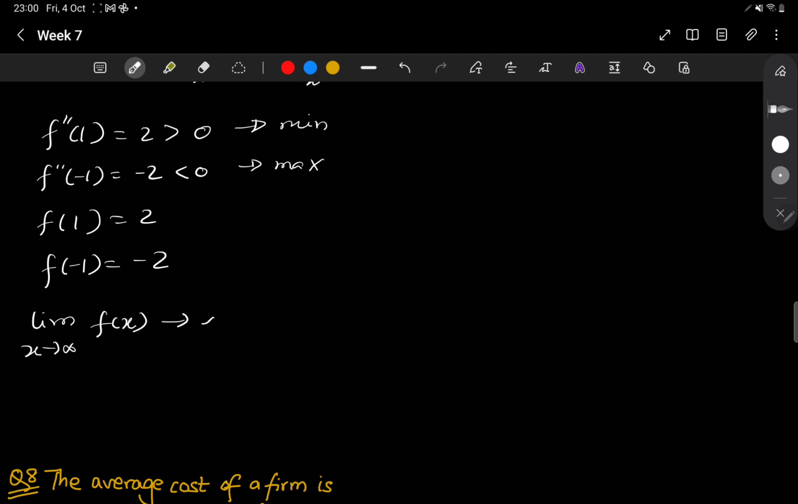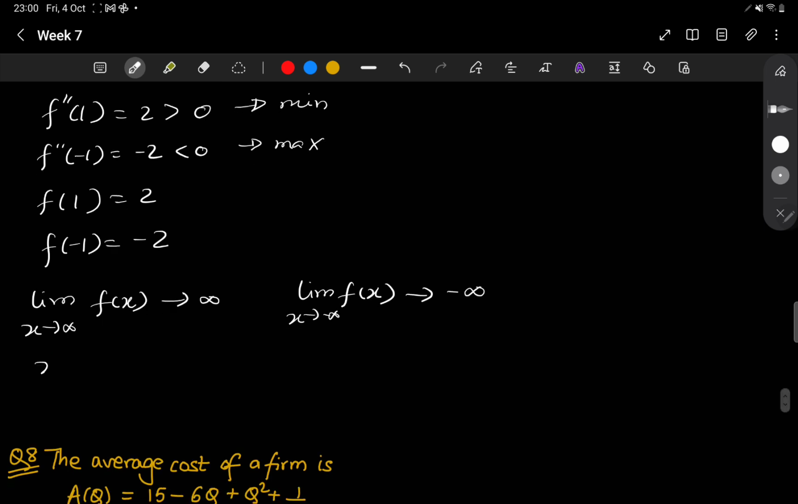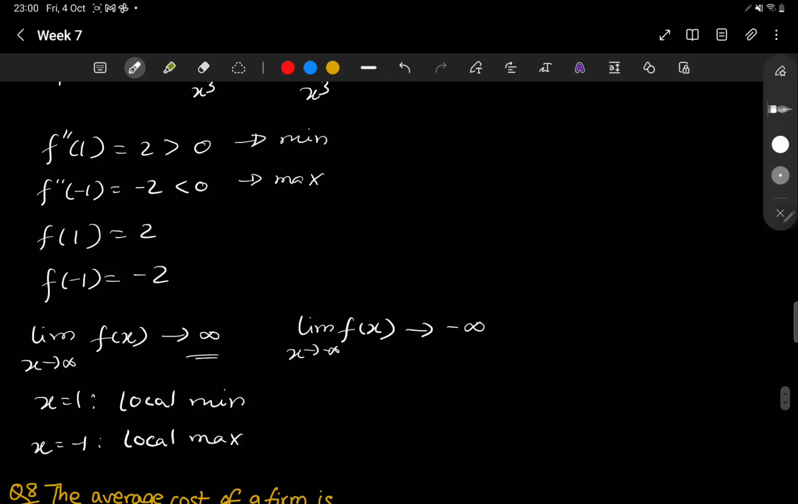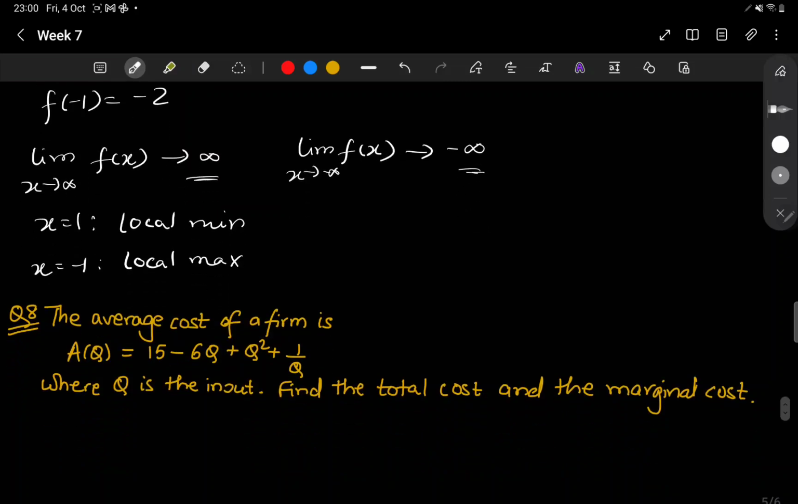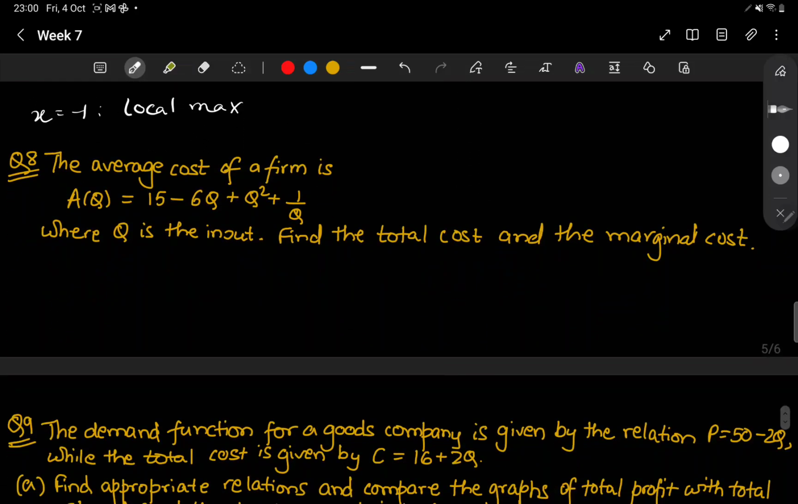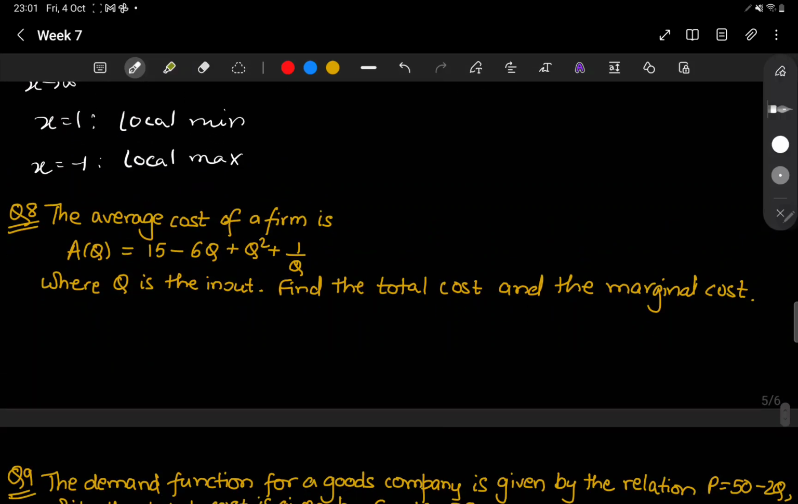So this tends to infinity, and at negative infinity it tends to negative infinity. So clearly x equals 1 is this time not a global maxima or minima, it is local minimum, and x equals -1 is local maximum, because the actual maxima or minima occur at x tending to plus minus infinity. Next question.